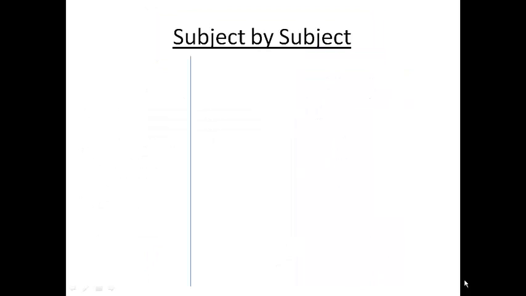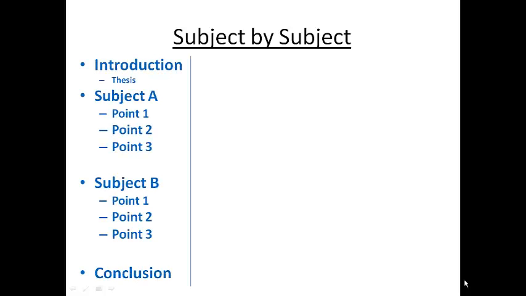Let's take a closer look at how to compose a subject-by-subject compare-contrast essay. You'd begin with your introduction paragraph that would have a thesis statement. Then, you would write a paragraph that specifically focuses on subject A, using 3 points of comparison. You would move on to writing your paragraph that completely focuses on subject B, using the same 3 points of comparison, and end with your conclusion that demonstrates critical thinking.